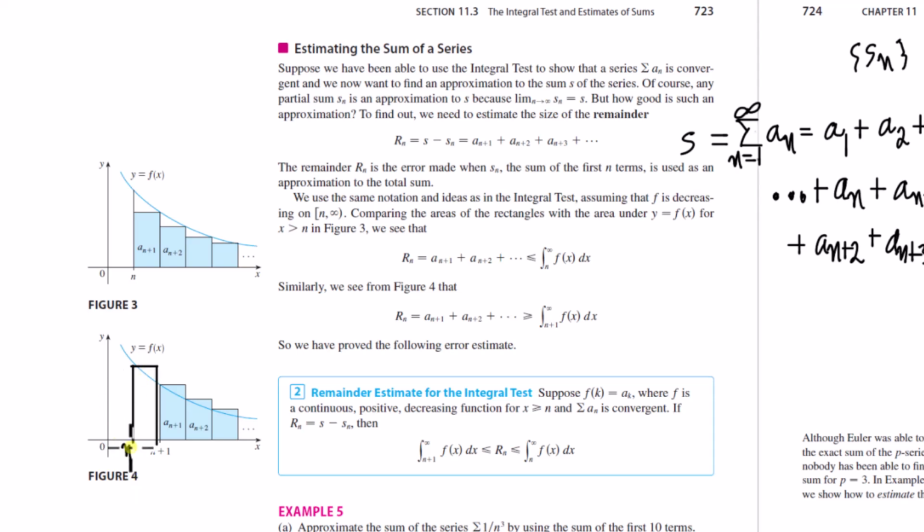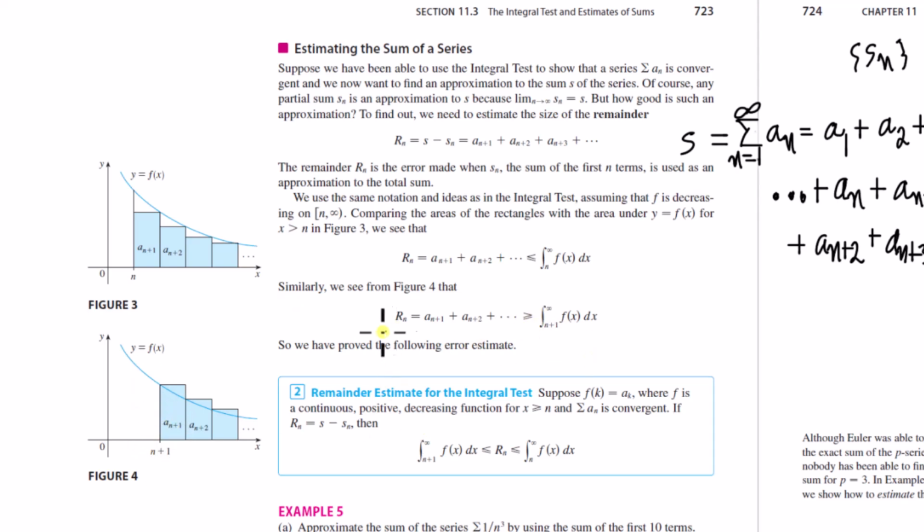You could include this rectangle, and you could integrate f of x from n to infinity, but you don't want to include this rectangle. Why? Because this is a sub n. This is not included in R sub n. So you just omit that. A sub n plus 1 starts here.